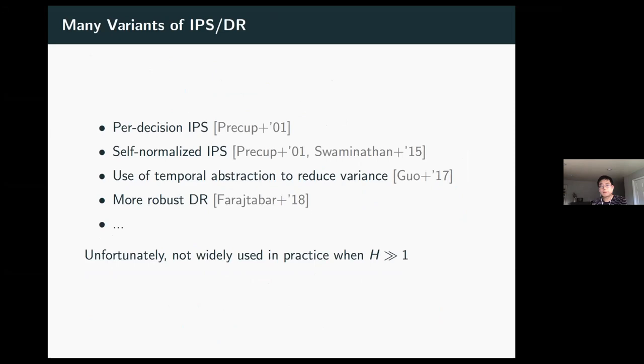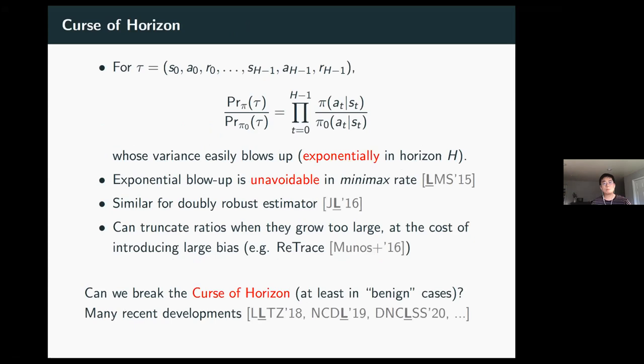Now, the problem is that these methods are not widely used in practice when you have a long horizon problem. For example, these methods are very commonly used in contextual bandits, which correspond to the H equals one case. But when H is big, these methods are not very popular, because of a phenomenon we call the curse of horizon. Let me explain what the curse of horizon problem is.